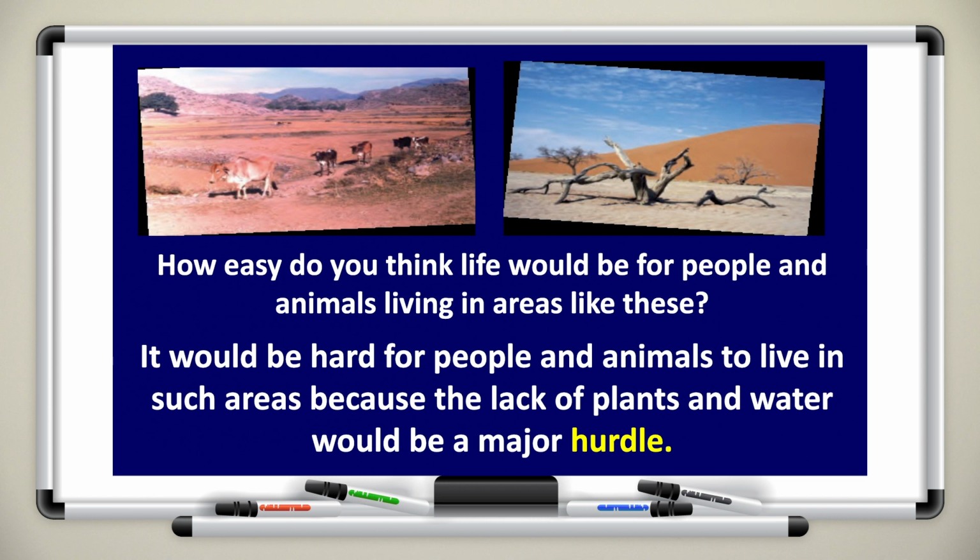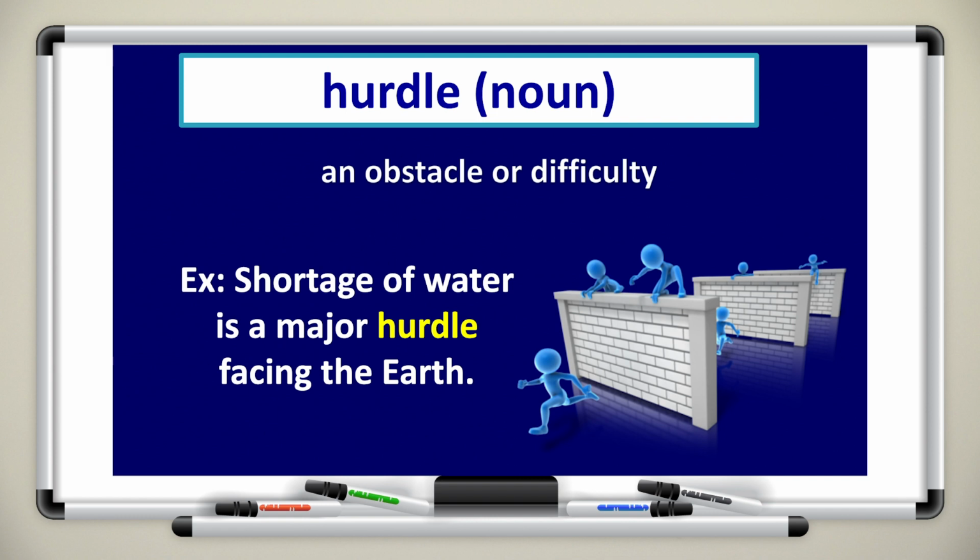The question here is, how easy do you think life would be for people and animals living in areas like these? These are areas that look like deserts and they are very dry. How easy do you think life would be there? It would be hard, of course, for people and animals to live in such areas because the lack of plants and water would be a major hurdle. Hurdle means an obstacle or difficulty. Example, shortage of water is a major hurdle facing the Earth.